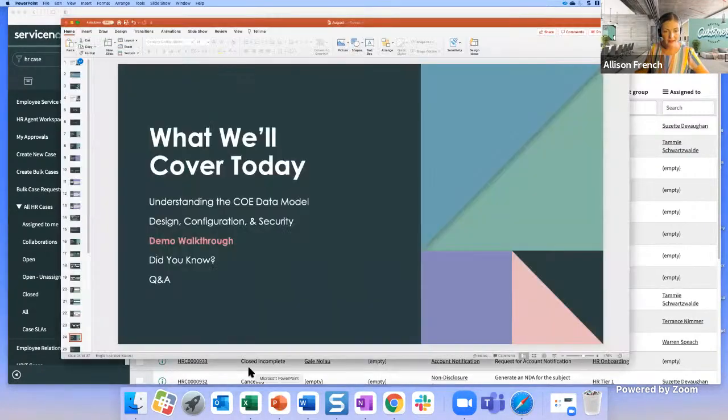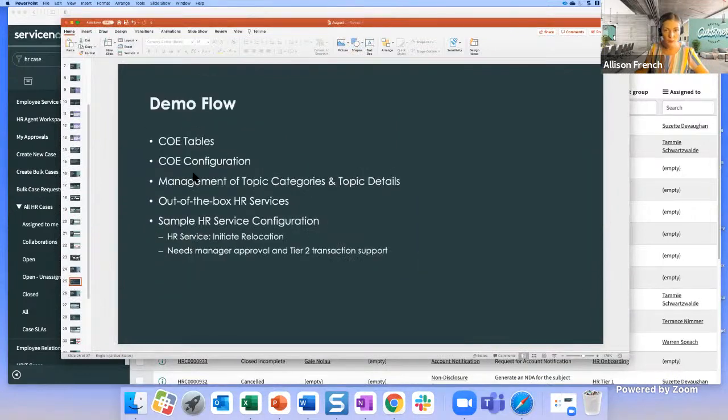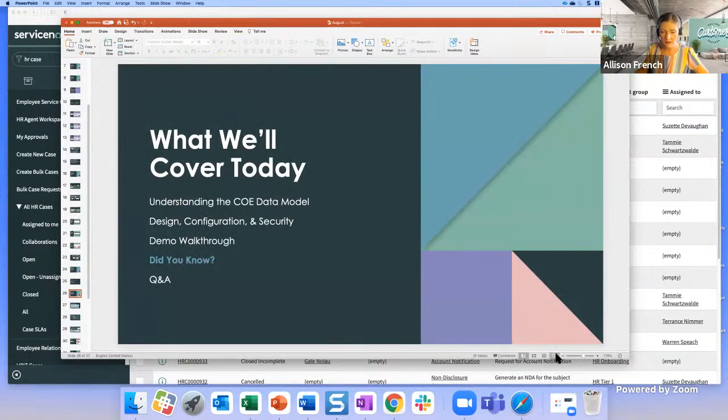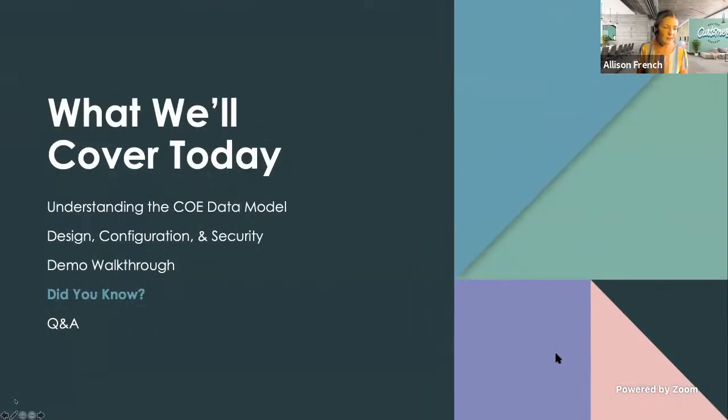Now let me go back into our slides, and we have a couple of additional items that I wanted to walk through. So the next item is the did you know section. So again, these are just some of those facts about the COE data model that you might not be aware of that would be good to have in the back of your mind.